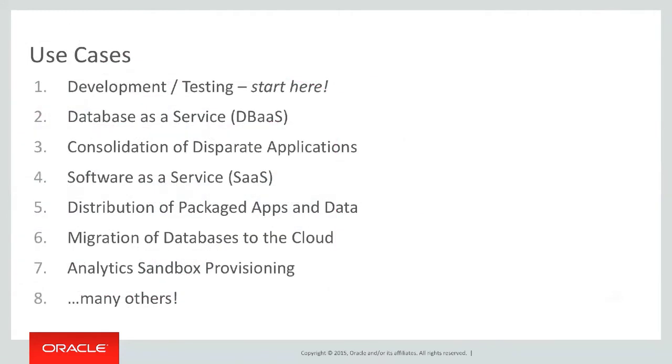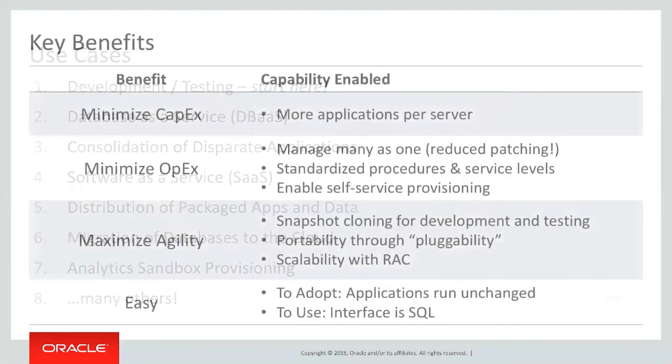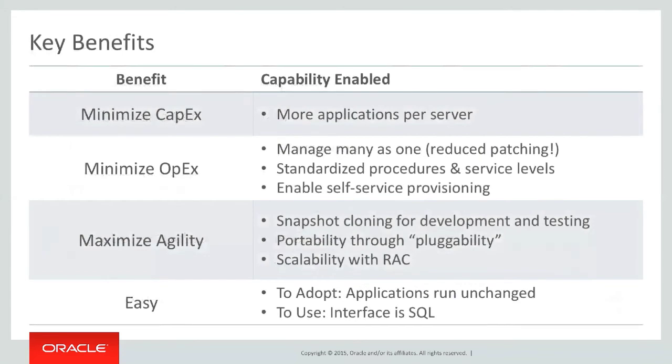So that was a quick run through, maybe not so quick, of some use cases. And the idea of going through all of this was to give you some food for thought if you're thinking about where to start with multitenant. In all of them, you're going to get some mix of these benefits, and typically all of them. You minimize CapEx because you can get more applications per server, capital expenses that is. Minimize operating expenses because you can manage many as one. You increase agility because of the speed of provisioning and portability that we've shown. And it's easy to use because the interface is SQL, and it's easy to adopt because the applications run unchanged. So those are your benefits.